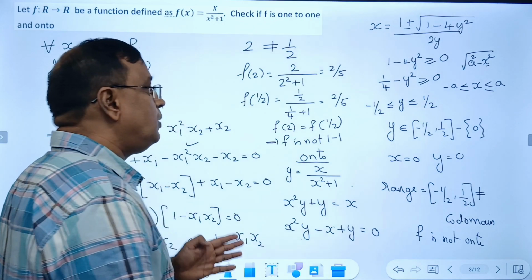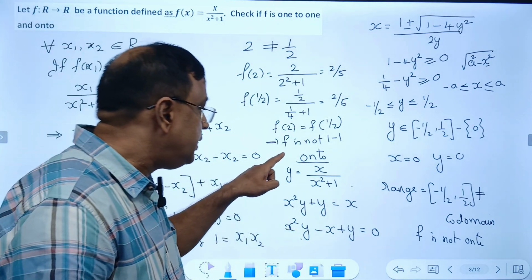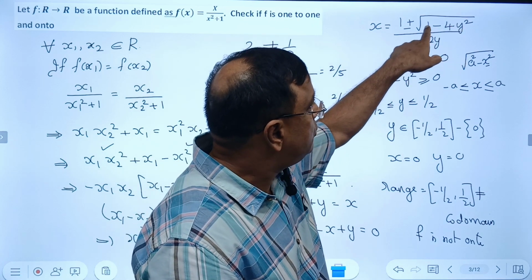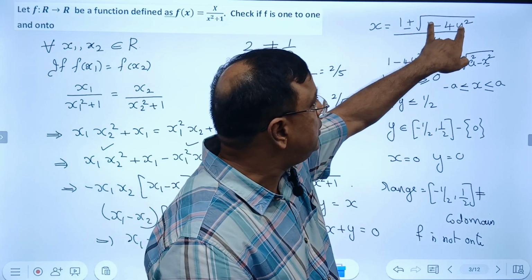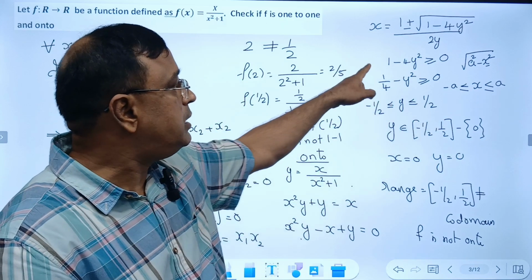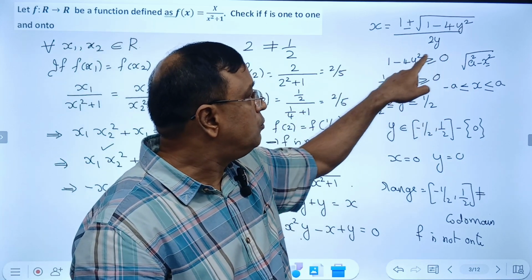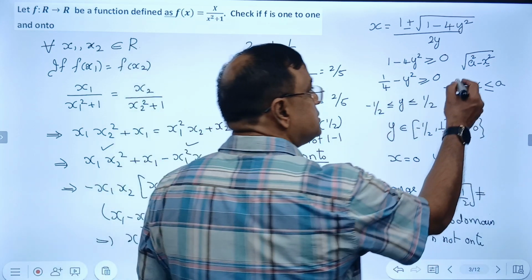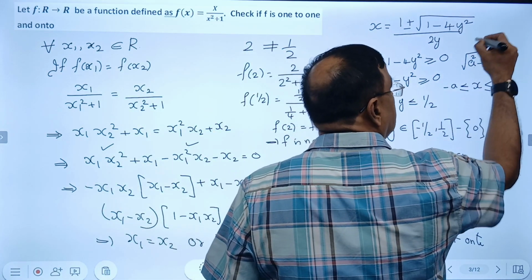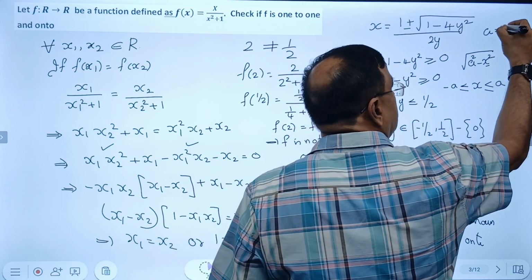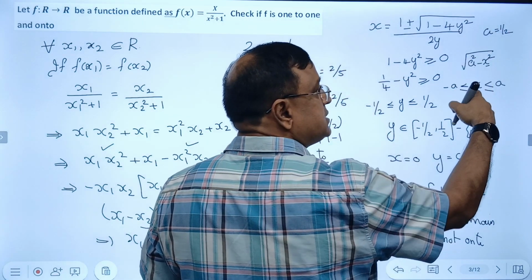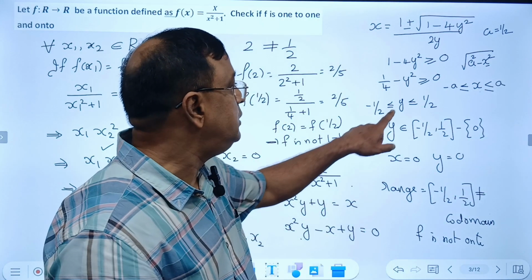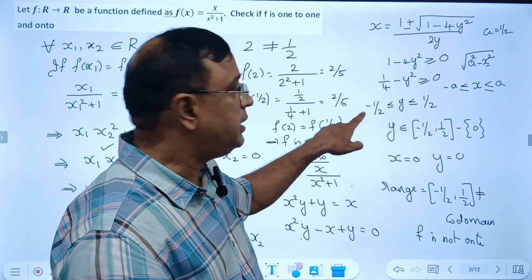It is neither 1 to 1 nor onto. This is a board question. Again, I'll repeat, I got a quadratic in x. When I get a quadratic in x, you know the square root is possible only if the number inside is positive. So 1 minus 4y square should be positive, which can be written as 1 by 4 minus y square is greater than or equal to 0. So using this result, here my a is 1 by 2. If it is root of a square minus x square, your x should lie between minus a and plus a. So similarly here y should lie between plus half and minus half.